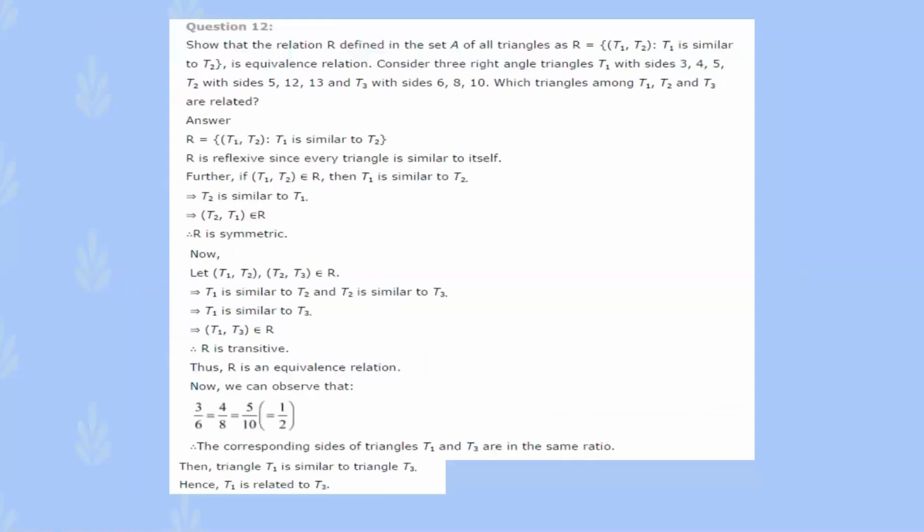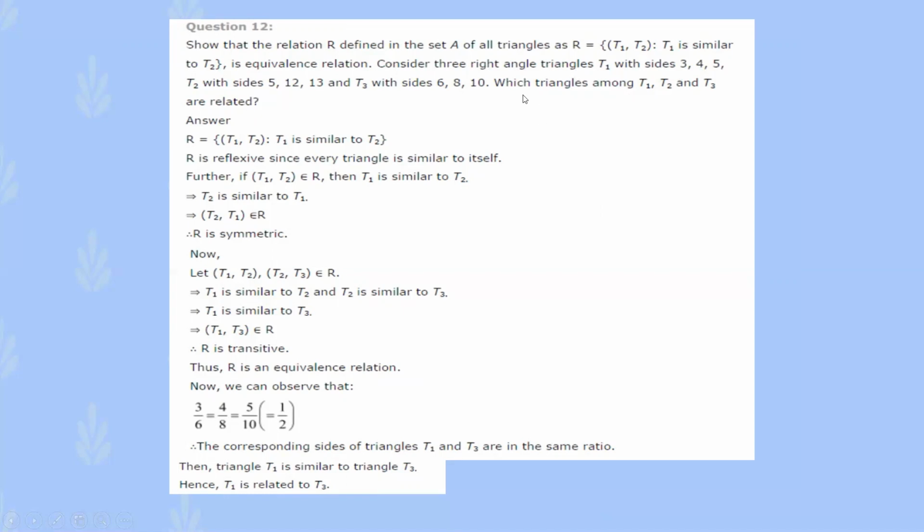Let's do one more question for this. Show that the relation R defined in the set A of all triangles as R = {(T1, T2): T1 is similar to T2} is an equivalence relation. Consider three right triangles: T1 with sides 3, 4, 5, T2 with sides 5, 12, 13 and T3 with sides 6, 8, 10. Which triangles among T1, T2 and T3 are related?